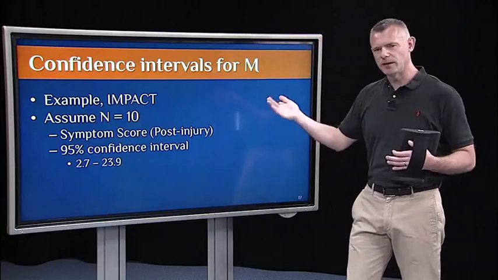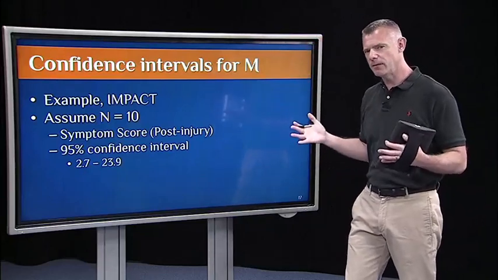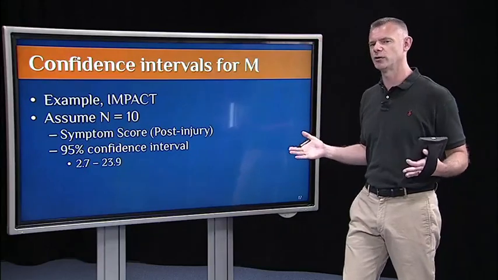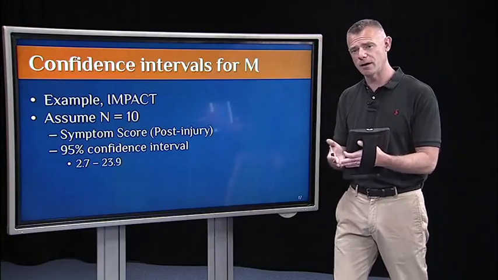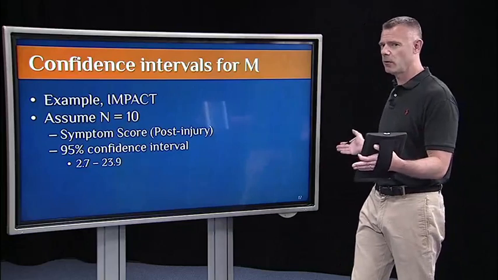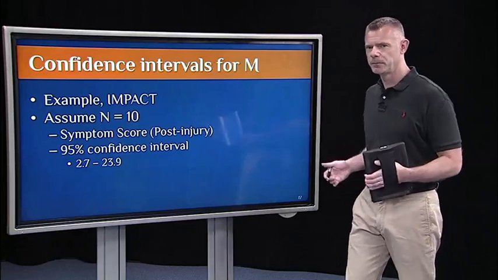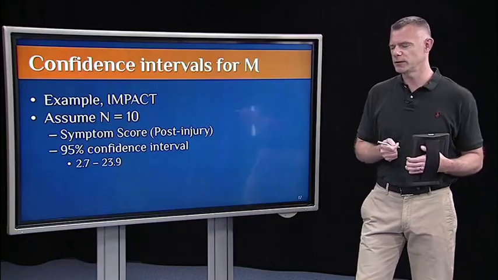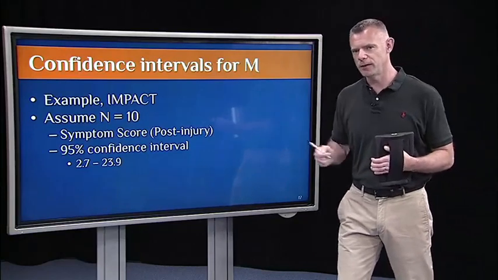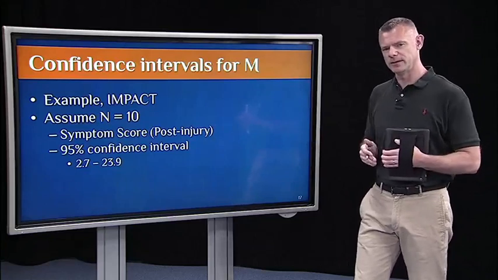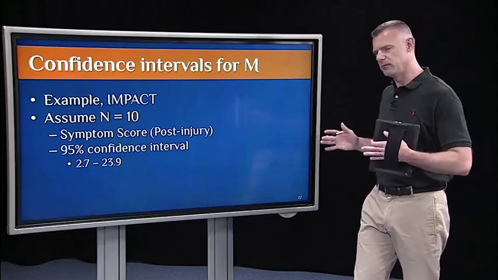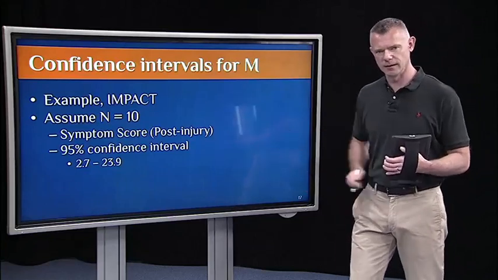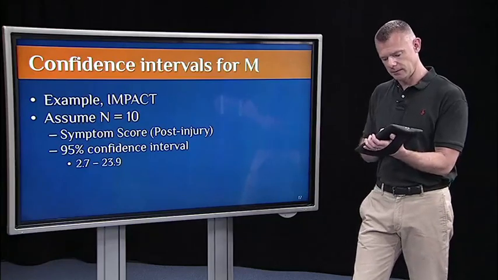So with a sample size of 10, if you want 95% confidence that you're capturing the true population parameter, you're going to have to report a really wide interval. And again, this is why I think most researchers don't actually do 95% confidence intervals, because as I said, one author called them embarrassingly large. This is a good example of one that's embarrassingly large.